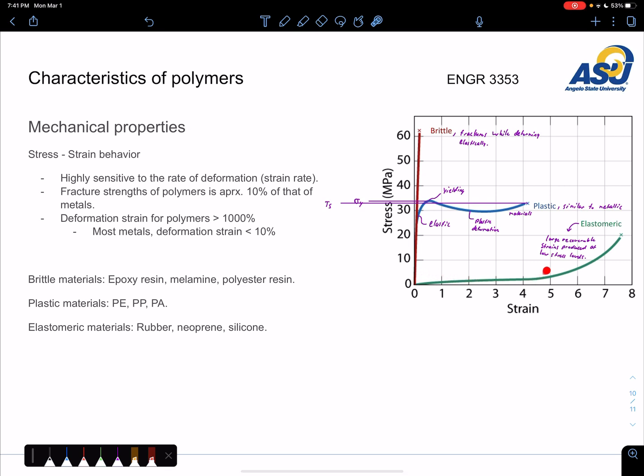And you have what is here an elastomeric curve. So this is your rubbers or materials of the same properties. They tend to be able to stretch pretty far. As you can see, there's no plastic deformation portion of this curve. It's simply elastic. This is all recoverable if you were to release this material. So it would come back to the original state of the material.